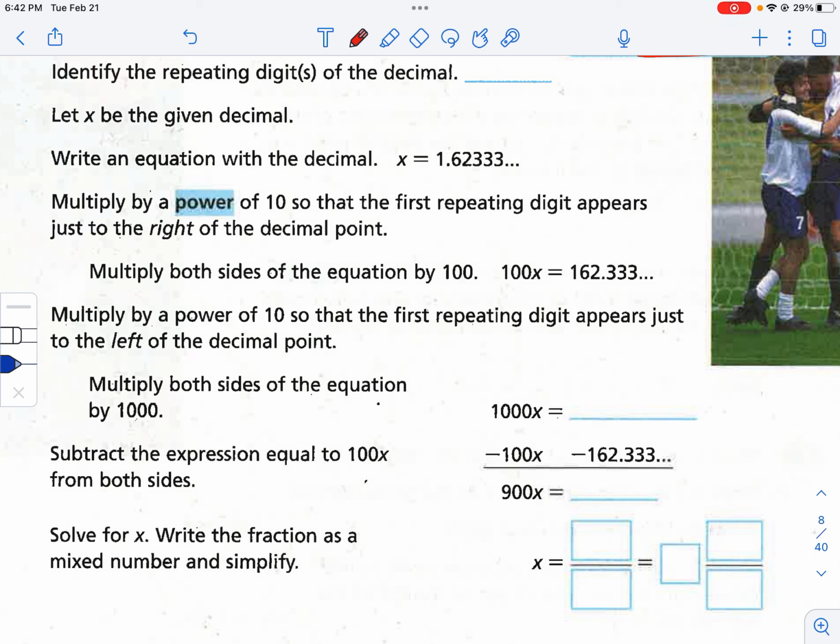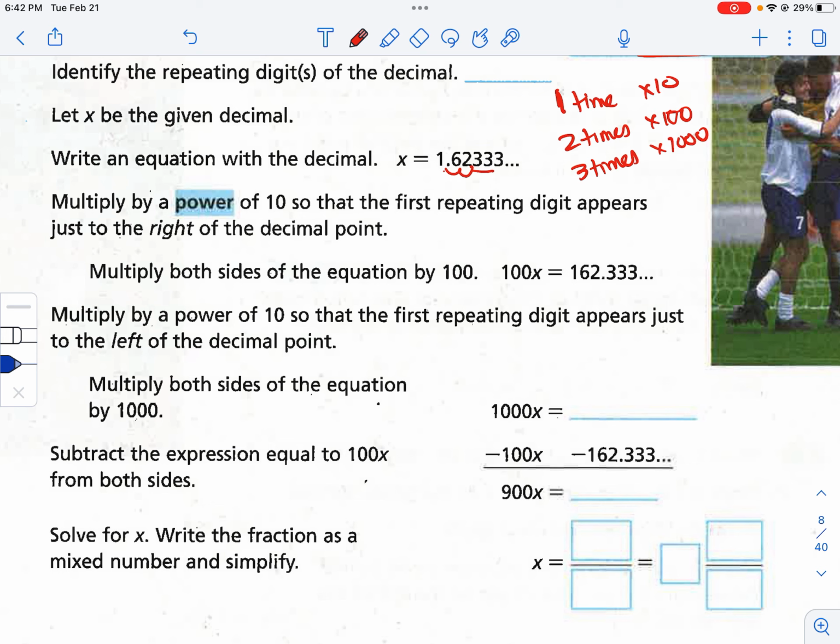Okay? So where does it start repeating? It starts repeating right here. So I'm going to move it over 2 times. So if I want to move it 2 times, then that means I multiply by 100. So, guys, if you just want to move it one time, you multiply by 10. 2 times, you multiply by 100. 3 times, you multiply by 1,000. Okay?